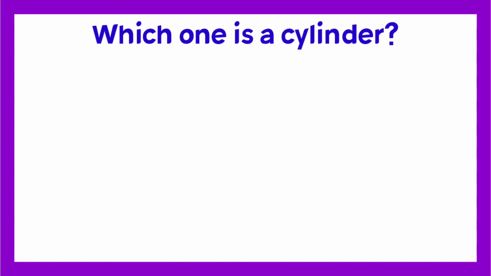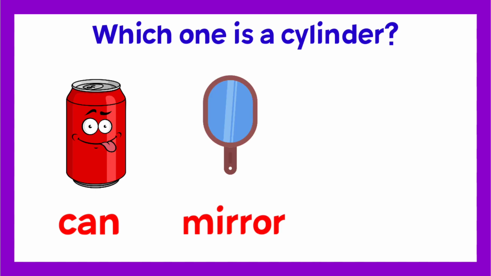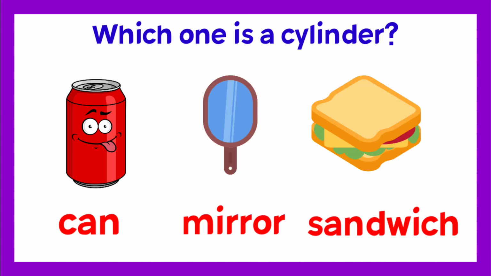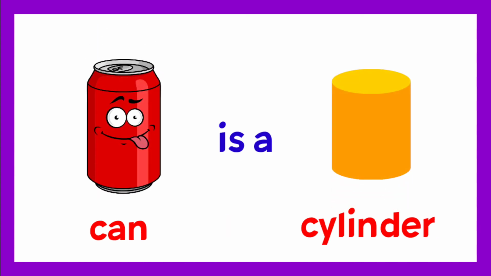Which one is a cylinder? Can, mirror, or sandwich? Can. A can is a cylinder.